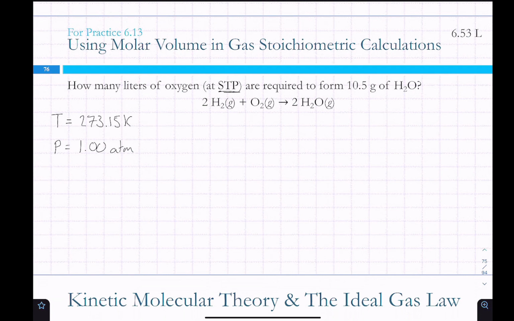Okay, so we want to form 10.5 grams of H2O. So that's the other piece of information that we have: 10.5 grams H2O, and we can't really assign that to a specific variable. Maybe pick M, maybe pick something else. And what are we actually being asked to find here? The liters of oxygen. So how many liters of O2?